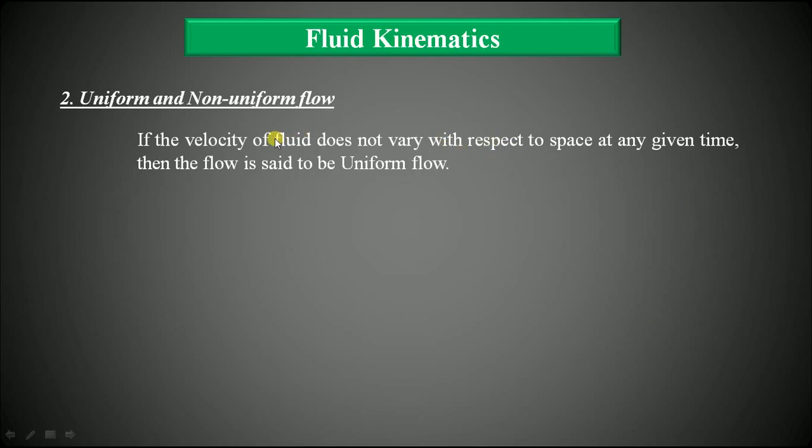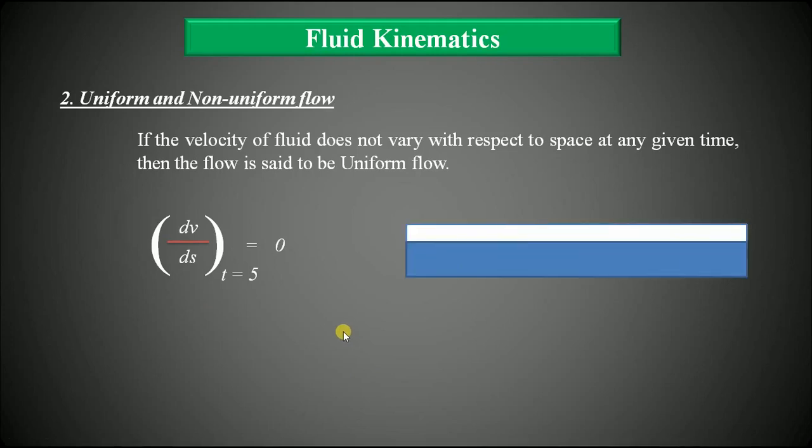Space means up to a particular length we will be considering the flow field. So with respect to that length, if the velocity is maintained as a constant at any given particular time interval, then that flow can be called a uniform flow. So that can be represented as dv by ds at any particular time, that is of 5 seconds, 2 seconds or 1 second. That should be equal to 0. So when this condition happens, the flow is uniform flow.